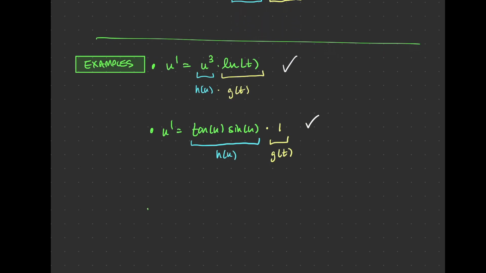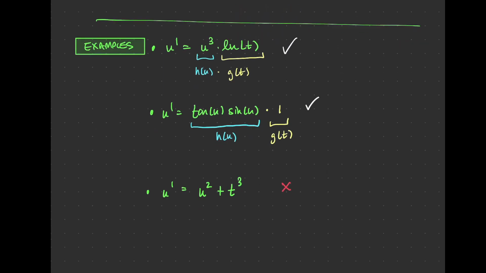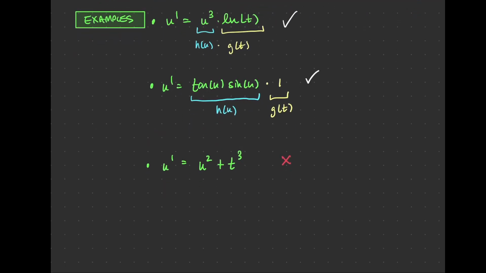Third example. u prime equals u squared plus t cubed. Seems like a meek and unassuming equation. However, this is not separable. Why is this not separable? You cannot write it as a product of u and t because this is a sum. So this is what breaks it down here.